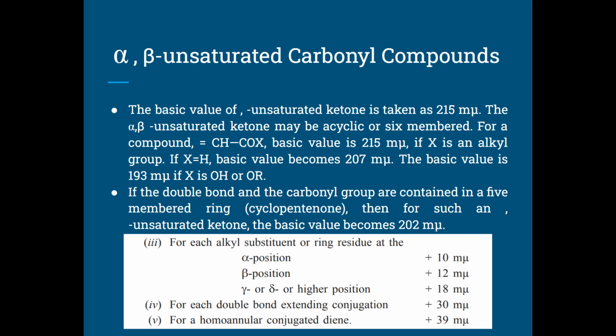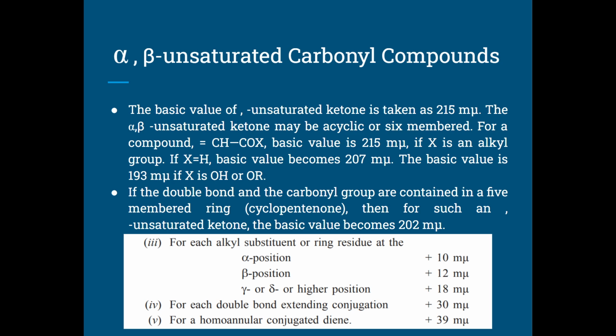And if the doubly bonded oxygen is on a five-membered ring, then irrespective of the X group, the base value will always be 202 nanometer. So these are different values for the substitution.